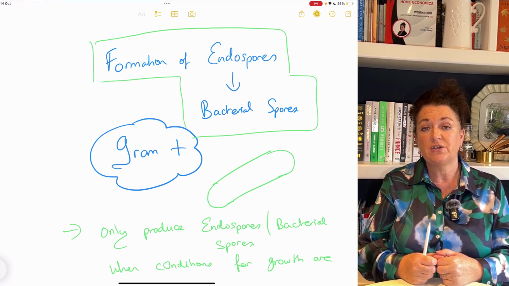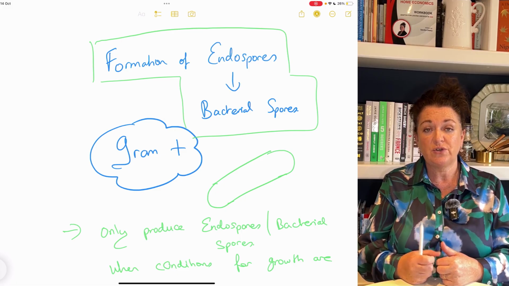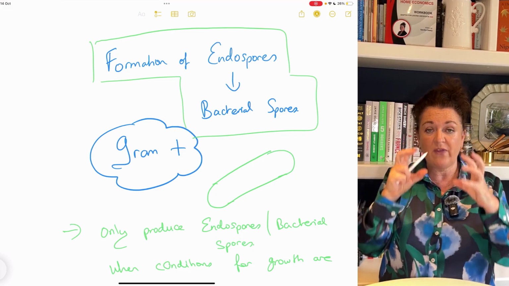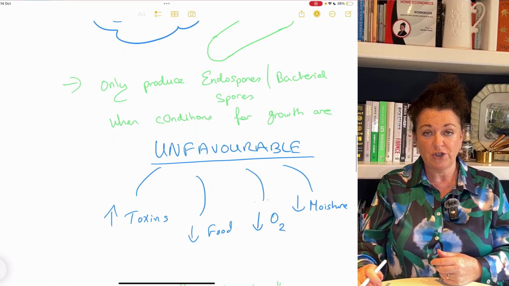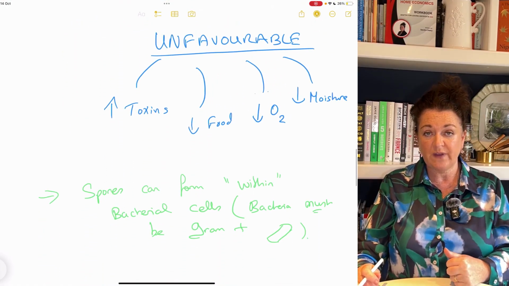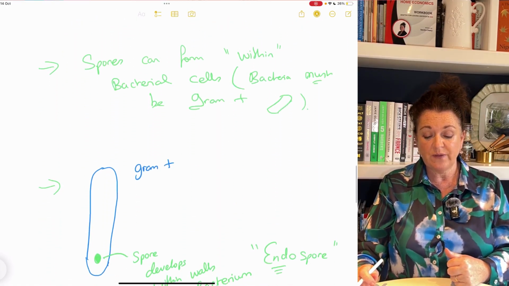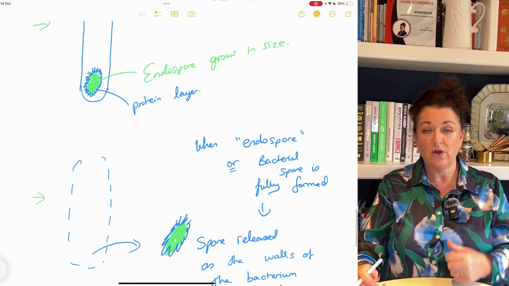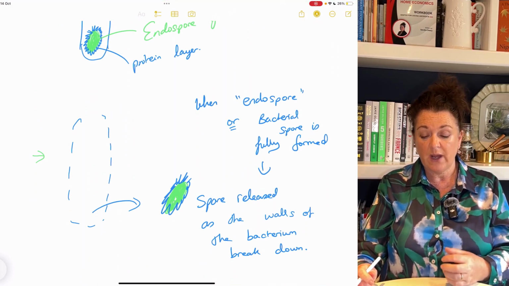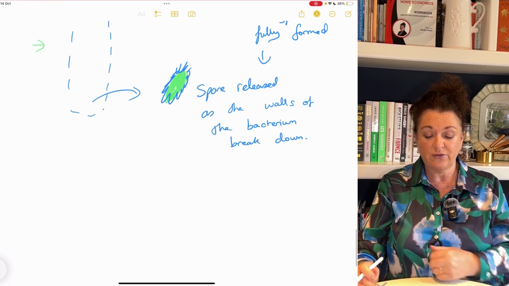What they start to do is form spores within the bacteria themselves. As the spore gets larger, a protein layer forms on the outside. Eventually, when the spore is fully formed, the walls of the bacterium break down and the spore itself is released.